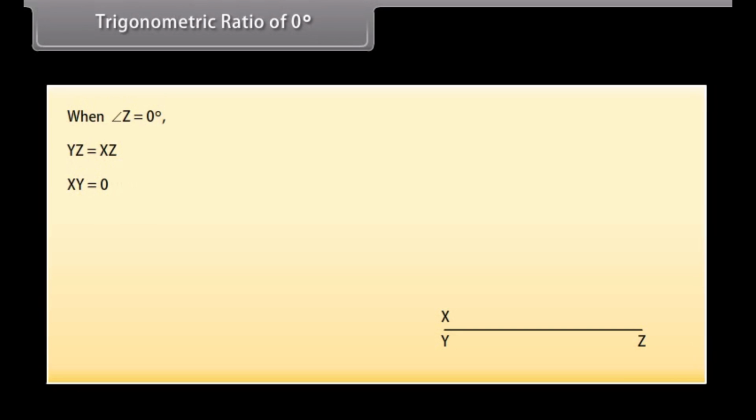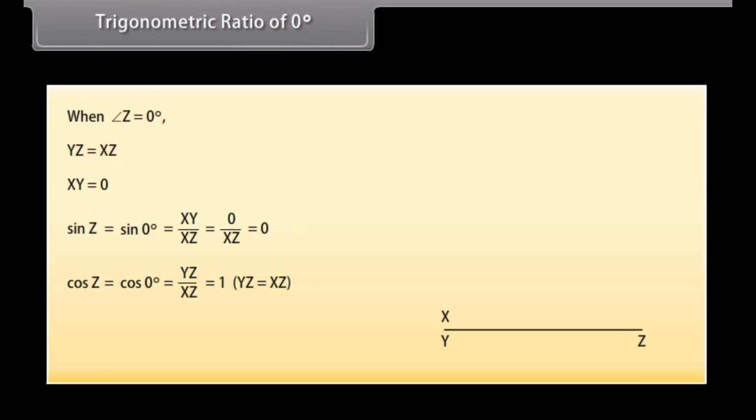Let us understand what happens to the values of trigonometric ratios. Sin Z is equal to sine 0 degree, which is equal to XY upon XZ, which equals 0 upon XZ, which is equal to 0. Cos Z is equal to cos 0 degree, which equals YZ upon XZ, which equals 1, as YZ is equal to XZ. Tan Z is equal to tan 0 degree, which equals XY upon YZ, equals 0 upon YZ, which is equal to 0.